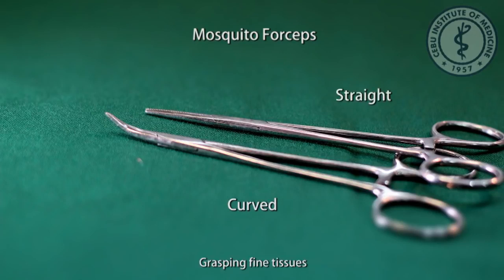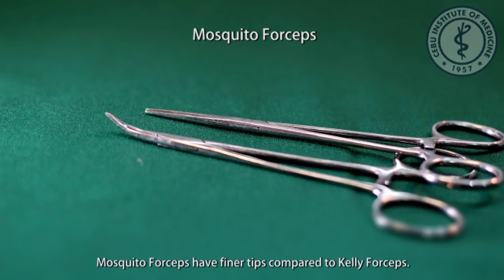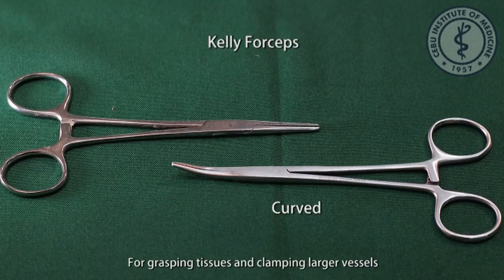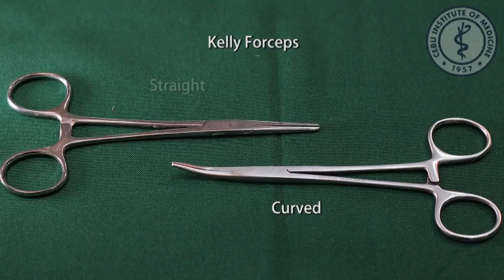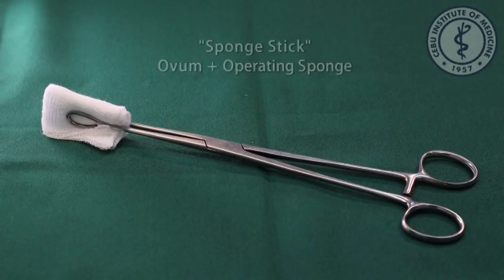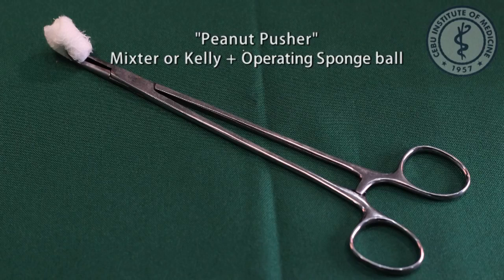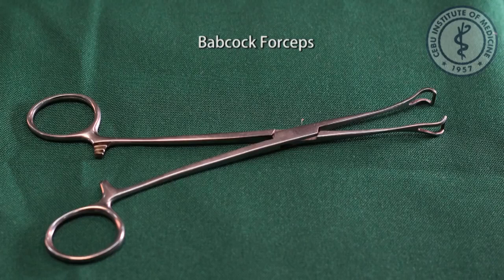Straight, for grasping fine tissues. Mosquito forceps have finer tips compared to Kelly forceps. Kelly forceps, curved, for grasping tissues and clamping larger vessels. Straight. Ovum forceps, sponge stick, ovum plus operating sponge, for blunt evacuation of blood clots such as in exploration. Mixter forceps, peanut pusher, Mixter or Kelly plus operating sponge ball, for blunt dissection. Babcock forceps, for grasping hollow or visceral tissue.